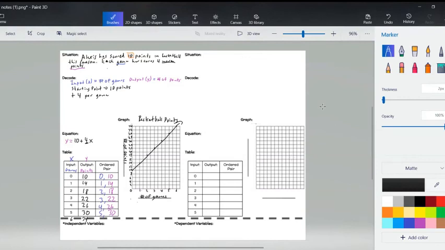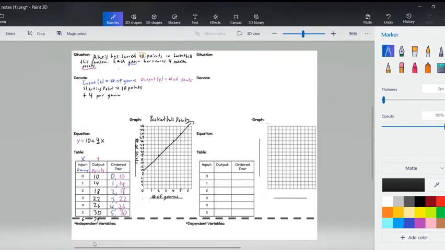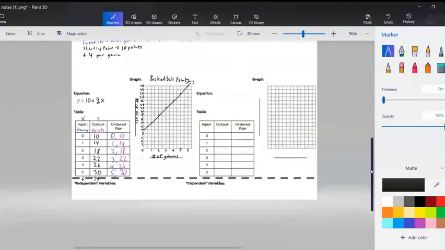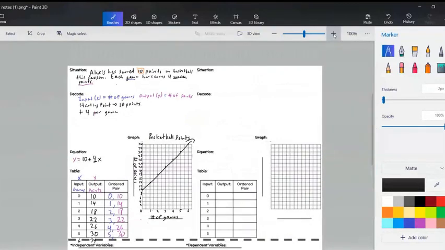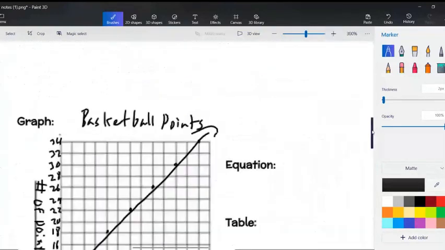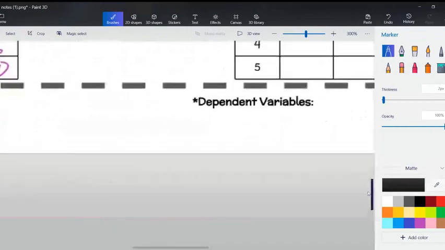You may have noticed there's a blank spot on the right here with a whole other situation, decode, equation, table, and graph section for you. What I'd like for you guys to do on that part is create your own. So go through, create your own situation, pause the video, decode it, put an equation there, put a table, and graph it. You make your own situation there. The last thing we need to do is get definitions for independent and dependent variables.